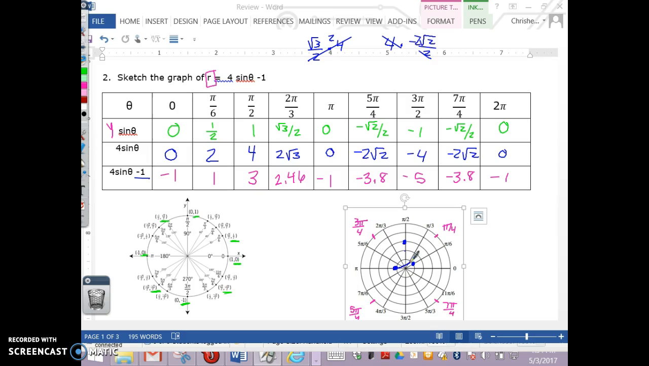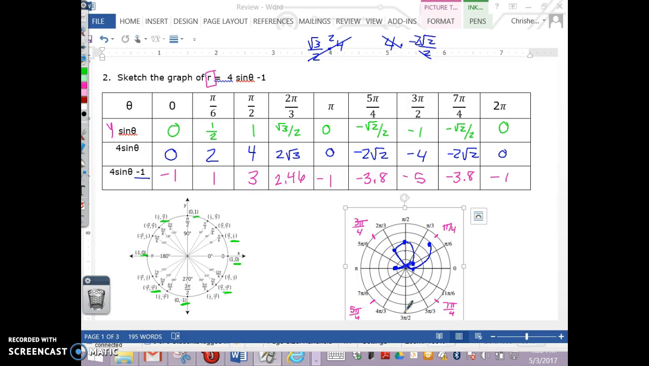So I've got that kind of curve going on so far. 2 pi over 3, I'm at 2.46. It's here. And then pi, I'm at negative 1, so back 1. So kind of have this little loop going on so far. 5 pi over 4 is here, but I'm at negative 3.8. 1, 2, 3.8, like there. I gotta come up.